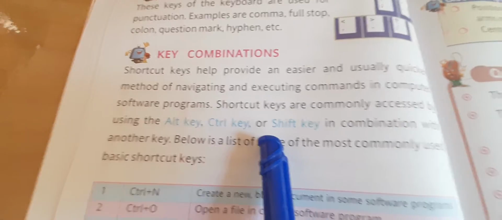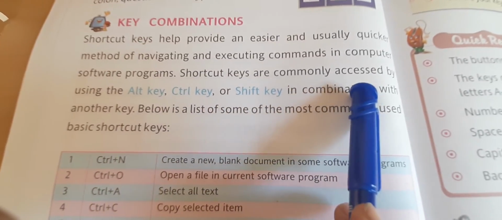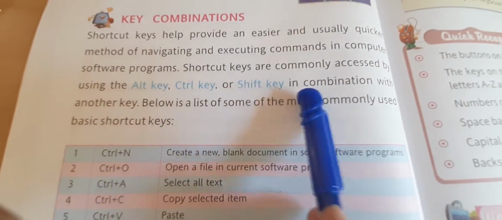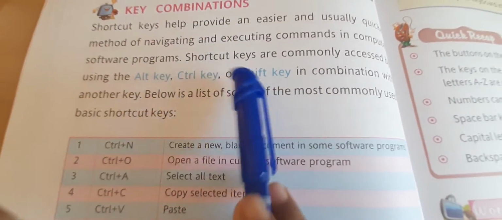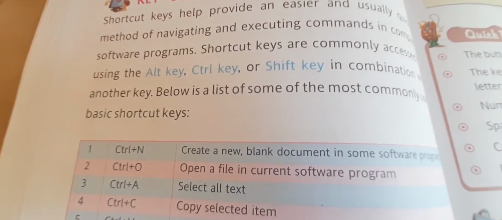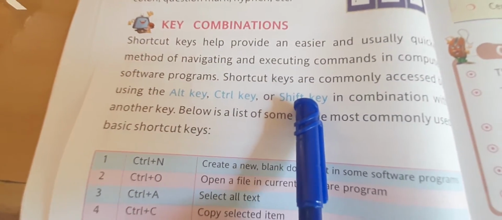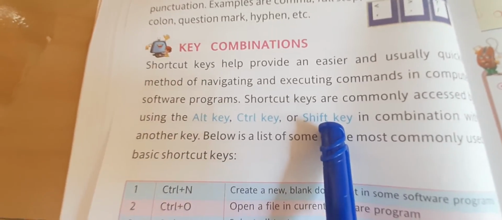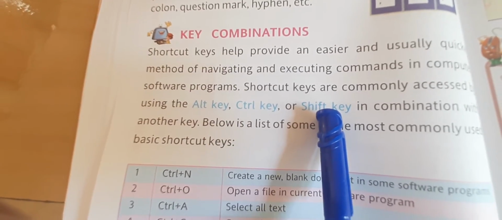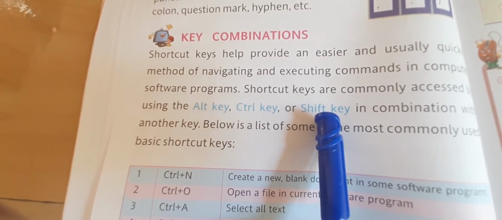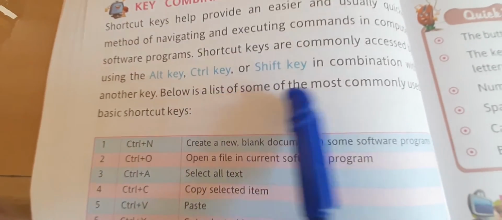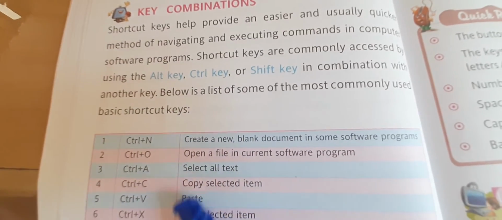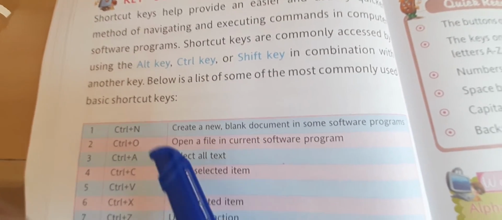Shortcut keys are commonly accessed by using the Alt keys, Control key or Shift key in combination with another keys. So when those shortcut keys we usually use these three keys in combination with some other key which you will learn some in this class, and later on also you will learn many such combinations in the higher classes. Below is a list of some of the most commonly used basic shortcut keys. So here some shortcut keys are given to you. Let's see what all are there.